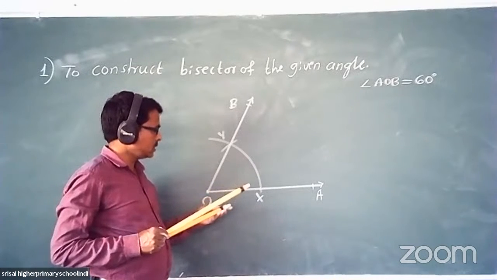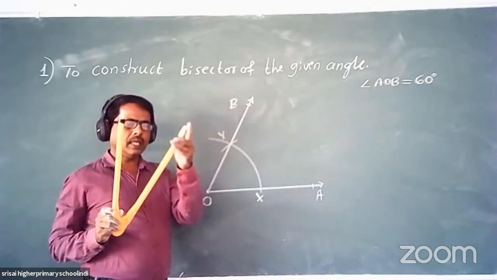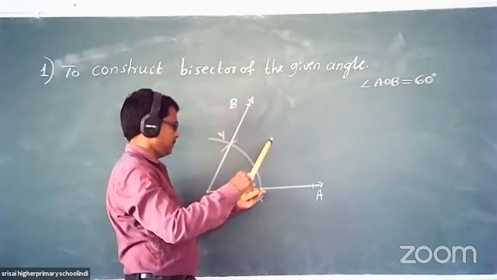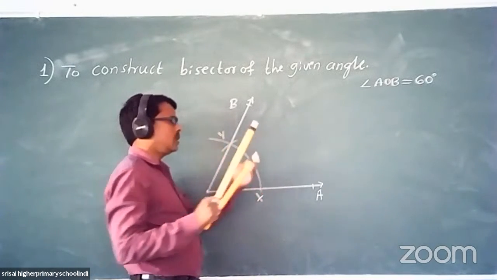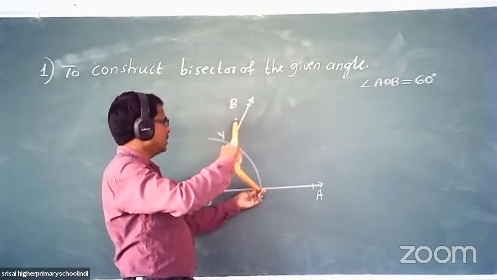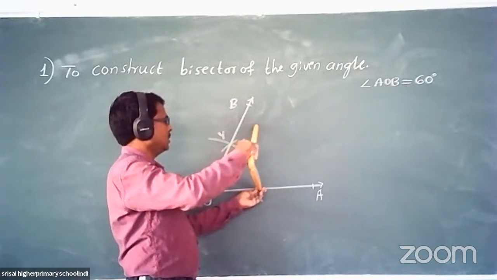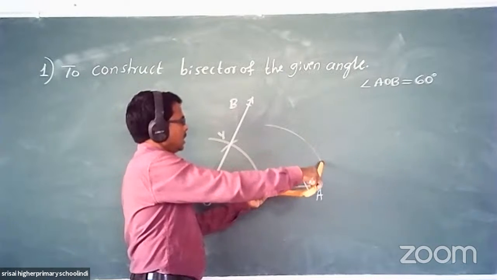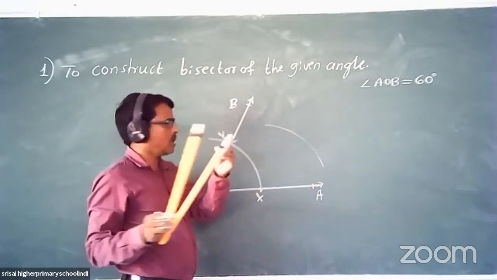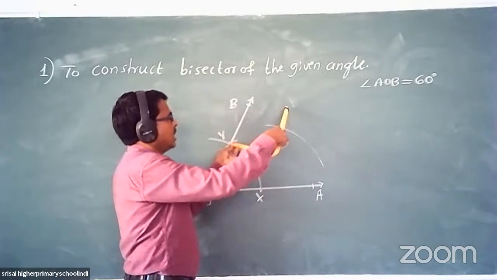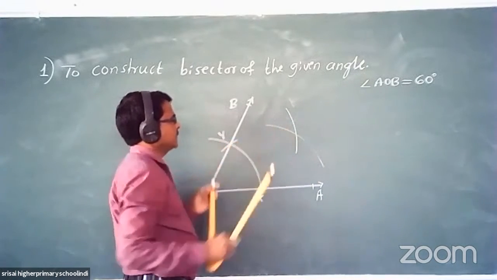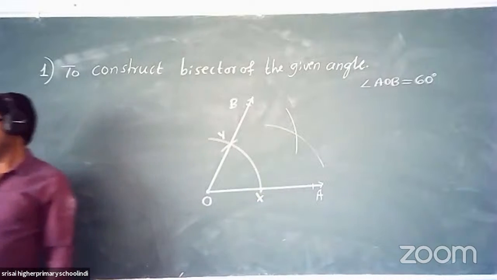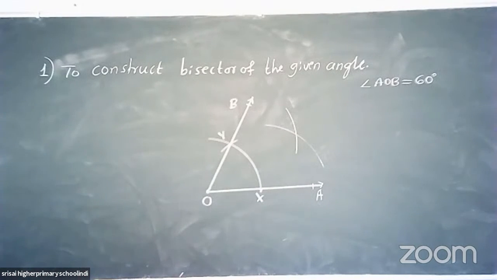To draw the angle bisector, you should take the compass again. Keep the fixed arm of the compass on X and increase its length more than this arc. Now draw an arc here and then keep the fixed arm of the compass on Y without changing the arc length. Cut the previous arc. You will get a point where both intersect.